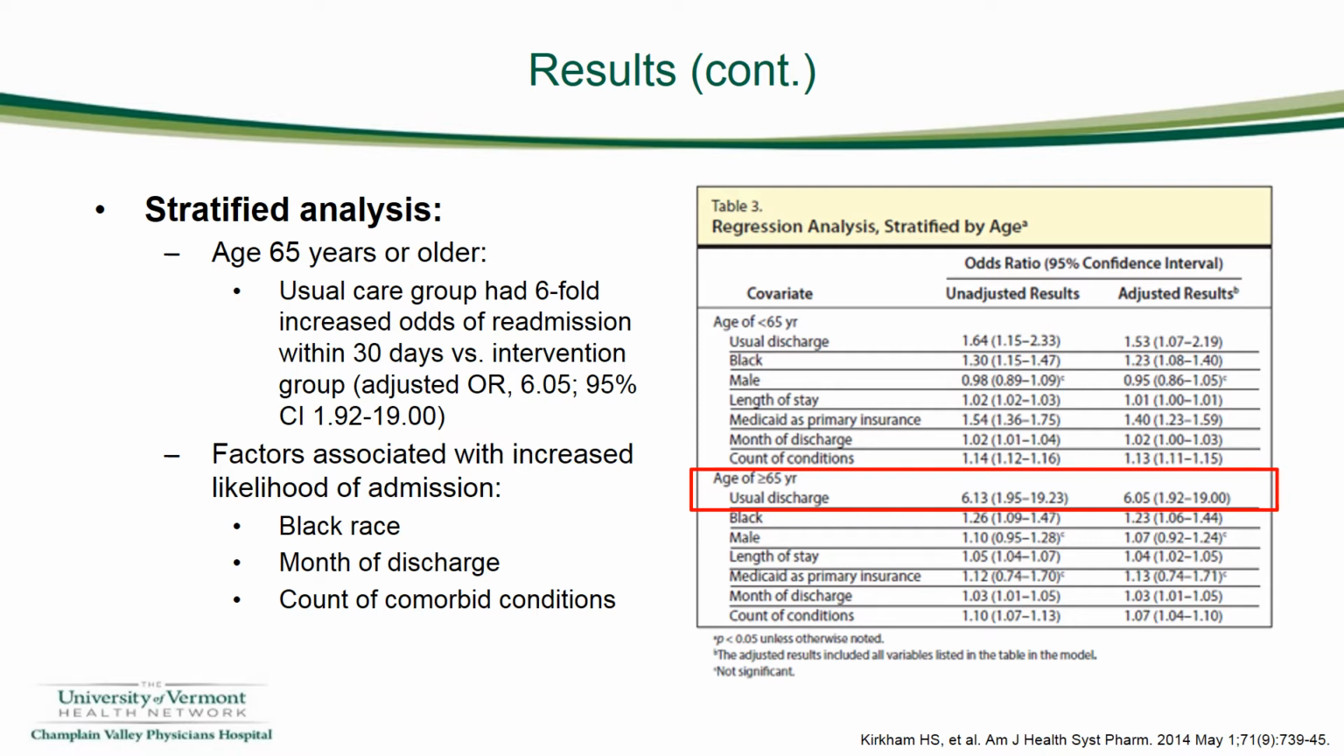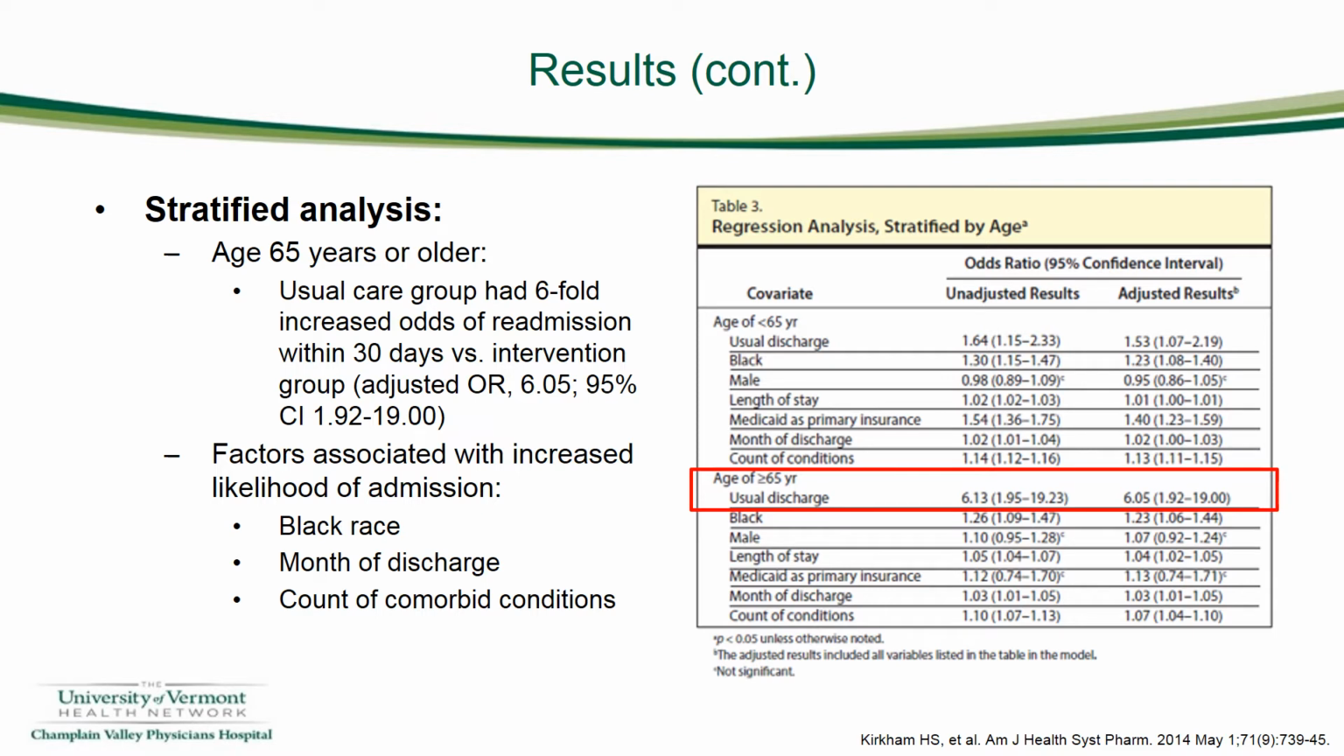So this was a significant increase in this group, and as we can see in those patients who are less than 65 years of age, even though there was an increased risk of readmission within 30 days in the usual care group, we can see that it was not as profound of a difference as we see with our older patients there.